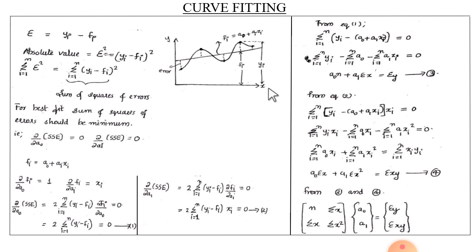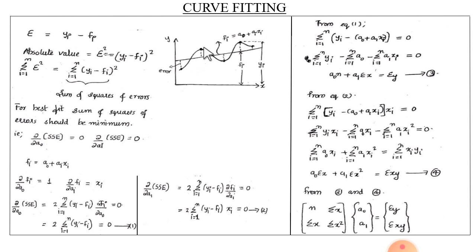Next part we have to study about curve fitting. For curve fitting you can consider a graph which is shown here. This is the straight line graph having equation f(y) equal to a0 plus a1xi, and this is another curve, which is showing a slight variation from the main curve, that is f(y) equal to a0 plus a1xi.